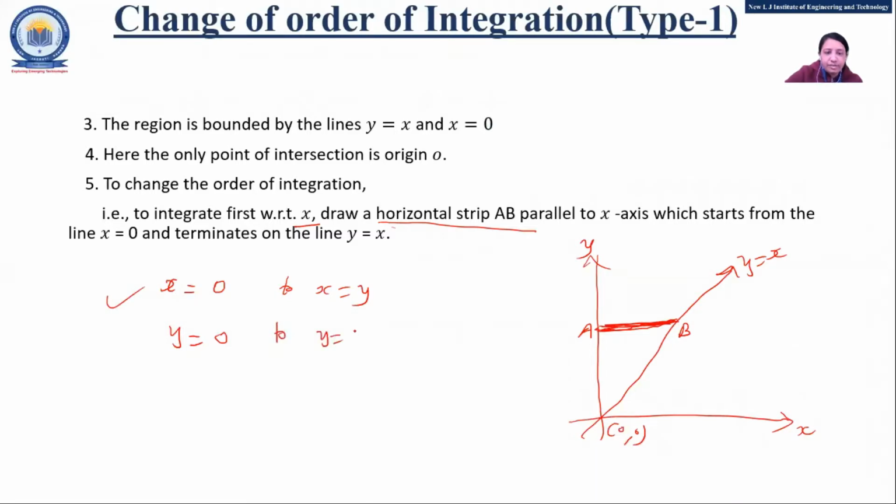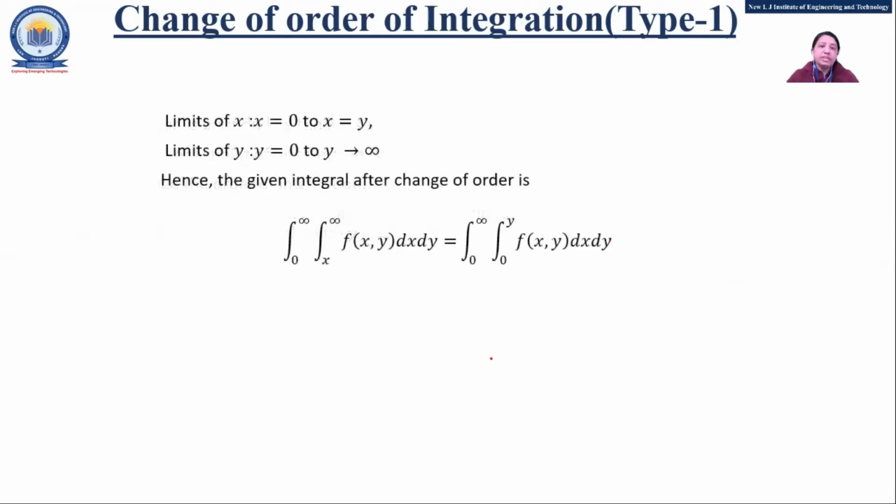So y equal to infinity. So our limits are this. Here it is written: the limit of x is x equal to 0 to x equal to y, and y equal to 0 to y equal to infinity. Fine. Now, the change of order of integration. This is given. If we are supposed to change the order of integration, the limits are supposed to be changed.